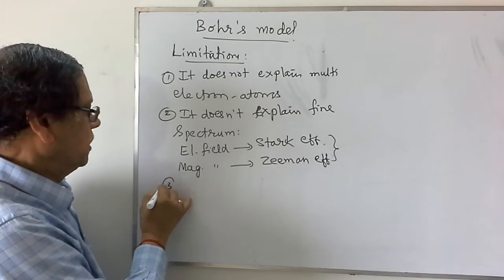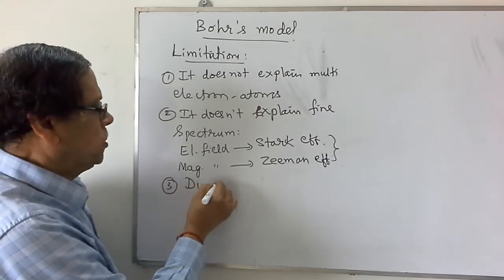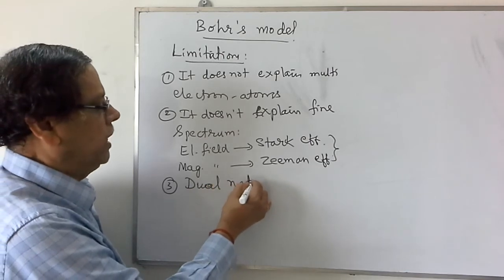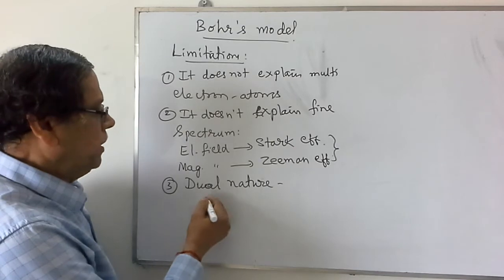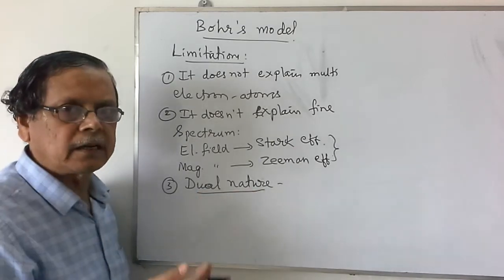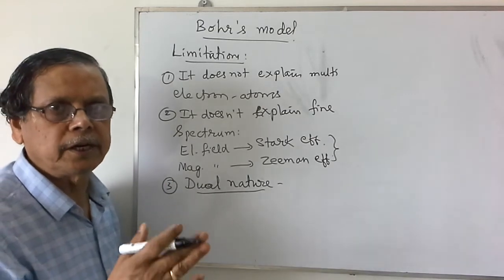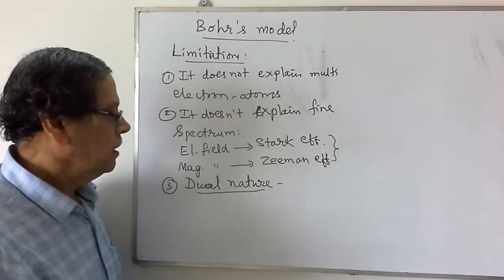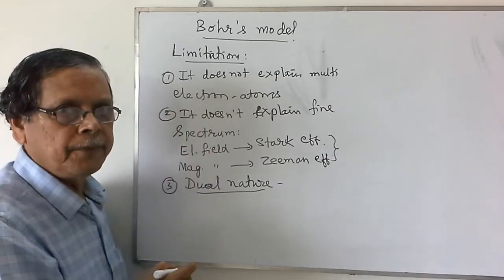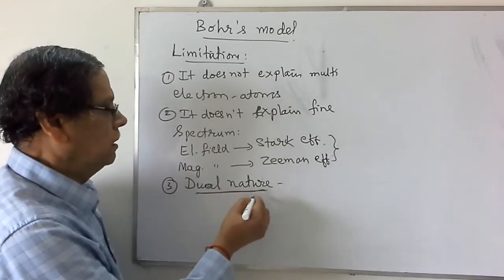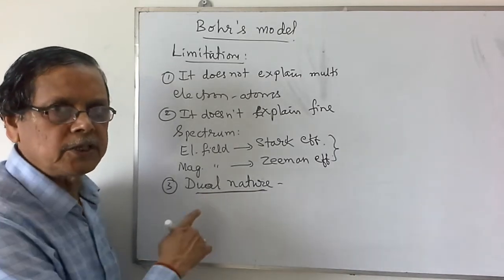The third one is it does not explain the dual nature of the electron. So when we consider this particle nature, electron is considered as a particle with a certain mass, 9.1 into 10 to the power minus 31 kg. So it is considering only particle nature in case of this Bohr's model. But we have this electron behaving as a wave as well as a particle, that is dual nature.